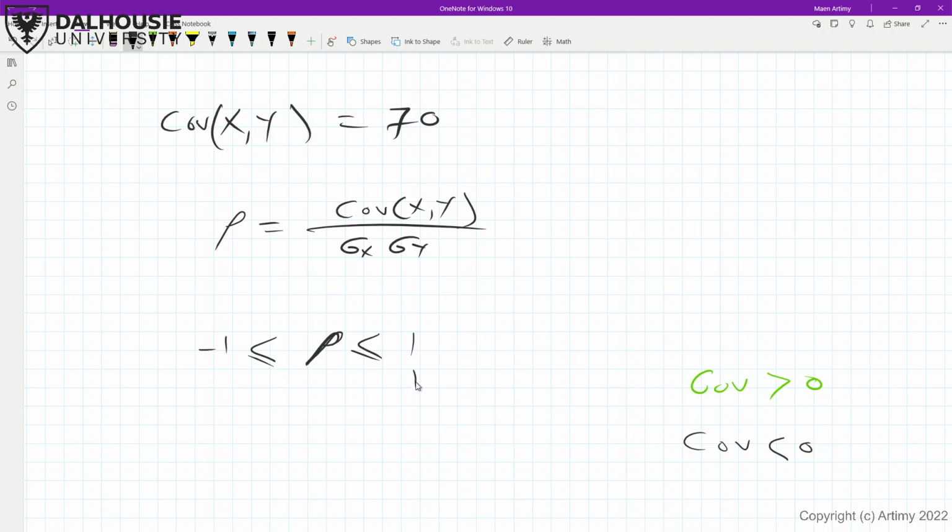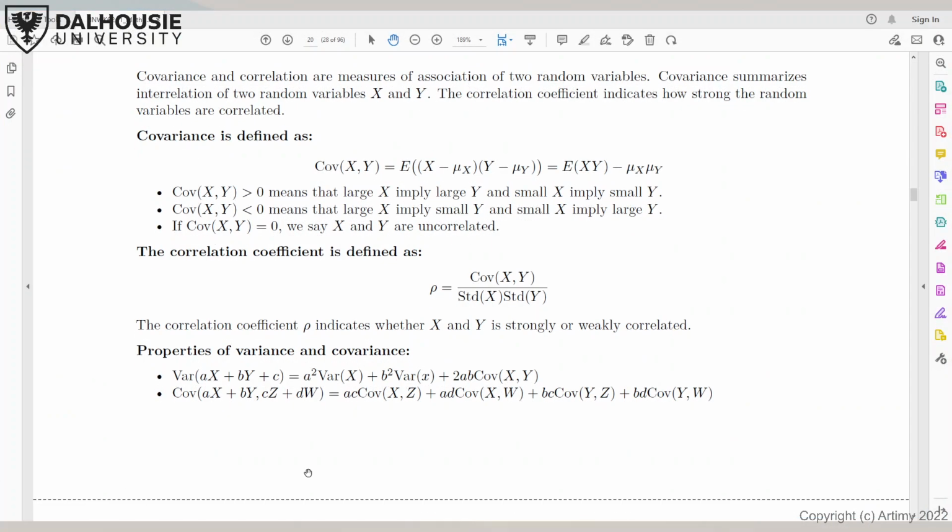So here we'll say if it's 1, the two variables are totally correlated. If it's -1, they are correlated as well, but on the opposite side. So if one goes up, the other one goes down. If it's close to 0, they are weakly correlated. If they are close to 1 or -1, they are strongly correlated. If they are close to 0, they are weakly correlated. If they are 0, they are not correlated at all. They are uncorrelated.